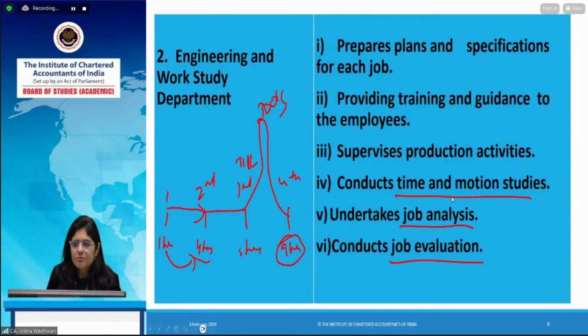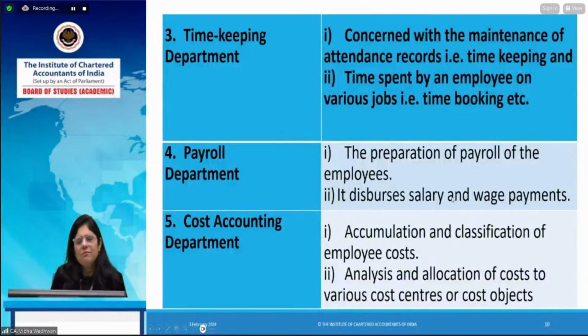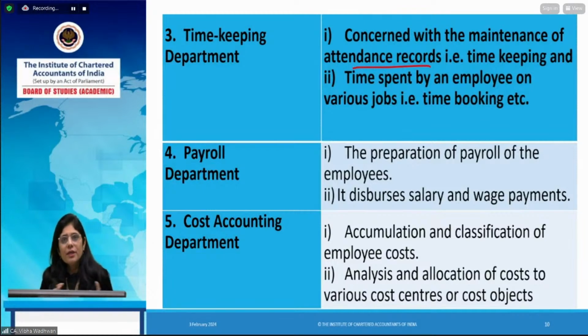All right. So moving further, timekeeping department, of course, as the name suggests, is concerned with the maintenance of attendance records. There are two types of attendance records. One is how much time the worker or employee spends in an organization, what time he enters, what time he leaves. And the second thing, within the factory premises, within the organization, during the day, what he does, how much time he's spending on the job, how much time he is spending on various departments. So how he is using that time.